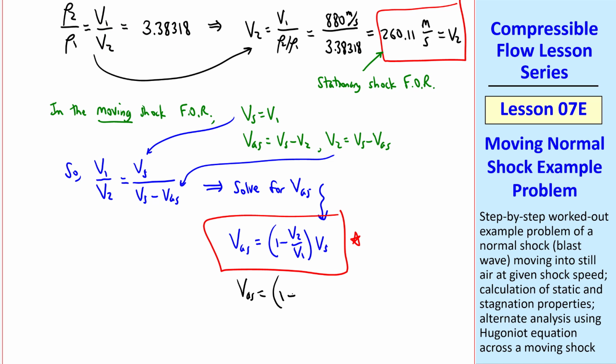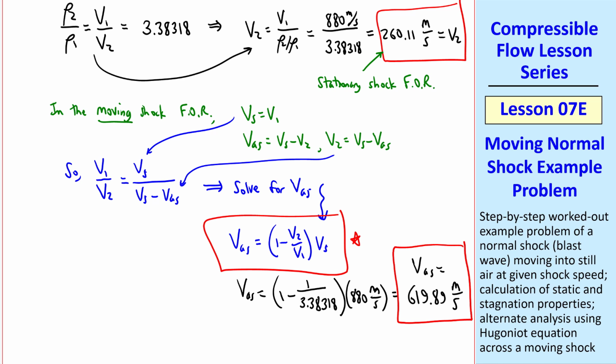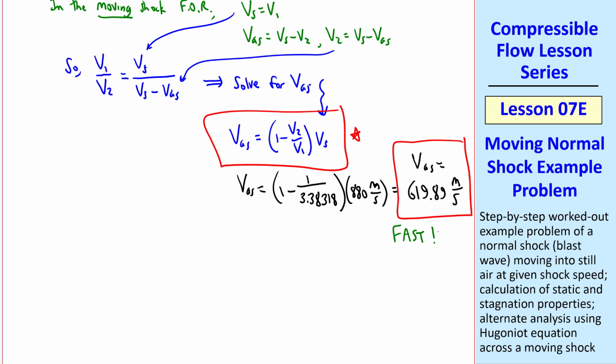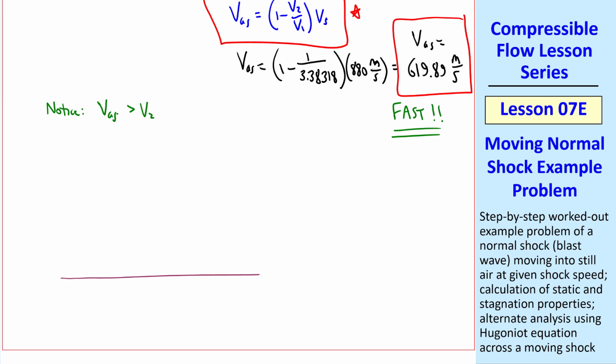So Vas becomes 619.89 meters per second. This is the speed following the shock, or after the shock, in the moving shock frame of reference. This is fast. Notice that Vas is greater than V2. By the way, blast waves can be very destructive.